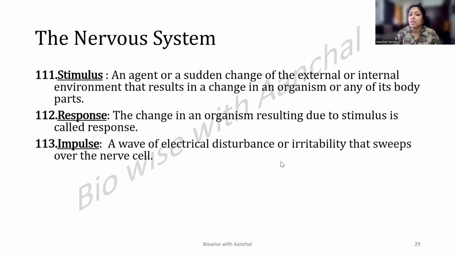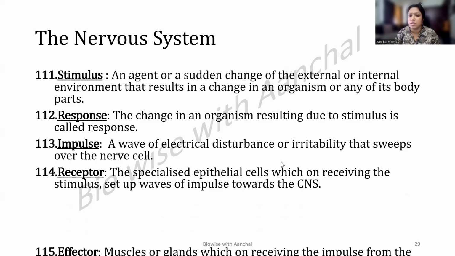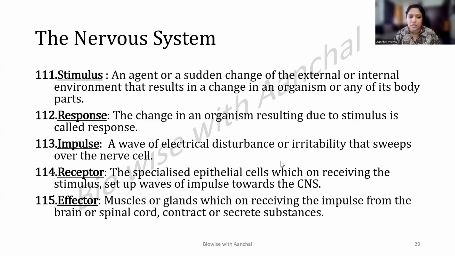Impulse, a wave of electrical disturbances or irritability that sweeps over the nerve cell, that is called an impulse. We don't say messages are transmitted, we say transmission or conduction of impulse is the function of neuron. Receptor, the specialized epithelial cells which on receiving the stimulus set up waves of impulse towards the CNS, that is, central nervous system.